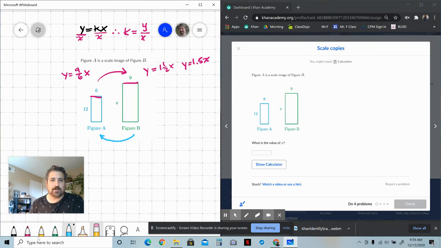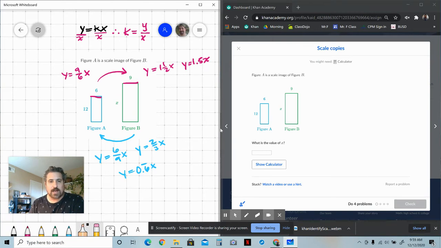So going the other way, the ratio would not be 9 over 6, but 6 over 9. So you'd have y equals 6/9 x, or y equals 2/3 x, or y equals 0.6 repeating x, okay? That means that figure A is 66.6 repeating percent of figure B. This is the relationship going both ways. Once you understand that, you can use either equation to solve depending on what you're starting with.